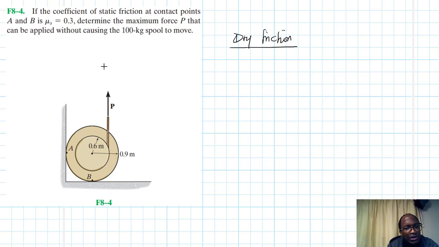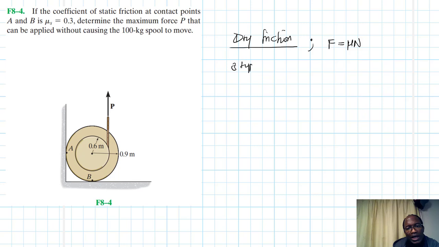So what is dry friction? This is the force that resists the movement of two contacting surfaces that slide relative to each other. So the maximum friction itself is equal to F equal to mu, which is the coefficient of friction, times the normal force.